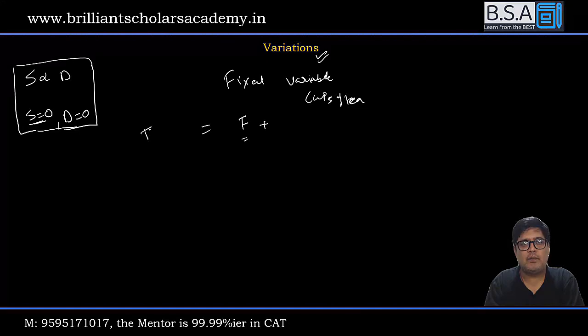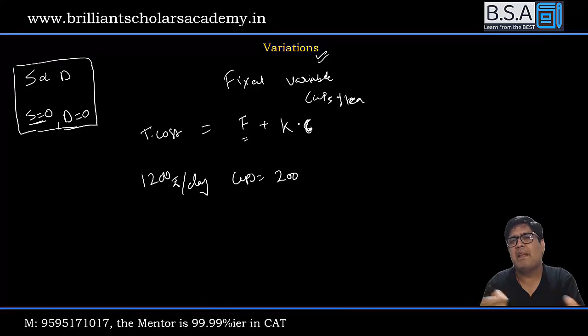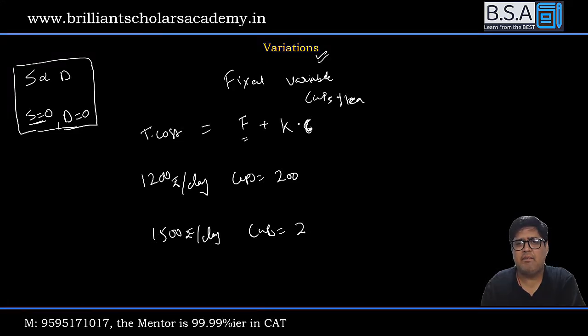The total cost depends upon a small fixed component, and the wording says it varies directly as the number of cups being made. So K is the constant into number of cups. Some hints will be given that 1200 rupees is the cost every day when the number of cups was, let us say, 200. The cost becomes 1500 rupees every day when the number of cups is, let us say, 250. And the cost has become 1800 rupees a day. How many cups were being made?